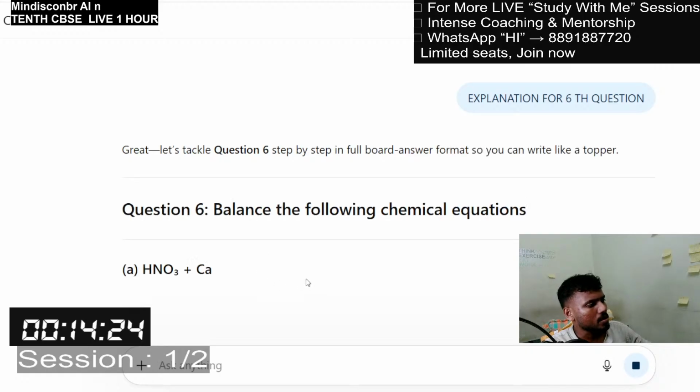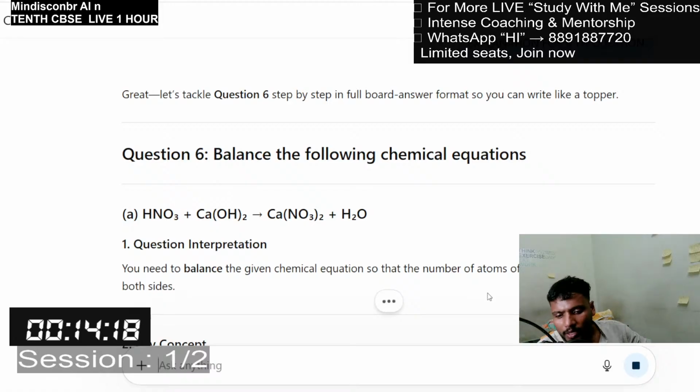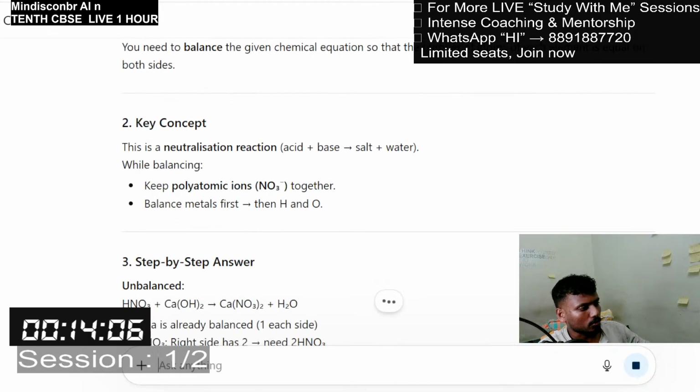Here also we have to balance a chemical equation. Balance the following chemical equation. HNO3 plus Ca(OH)2 gives Ca(NO3)2 plus H2O. Question interpretation: you need to balance the given chemical equation so that the number of atoms of each element is equal on both sides. This is a neutralization reaction.